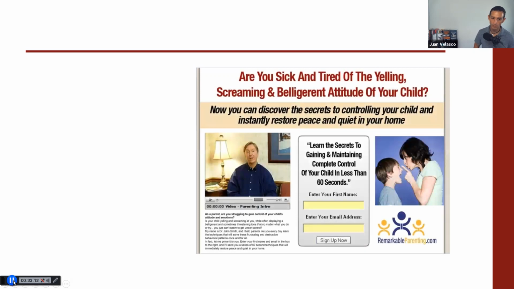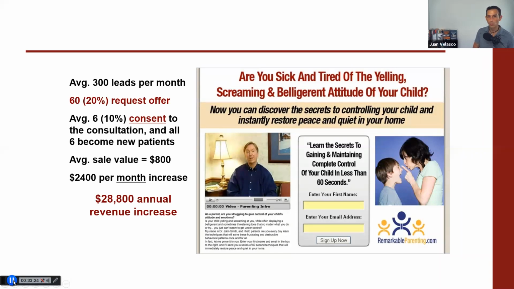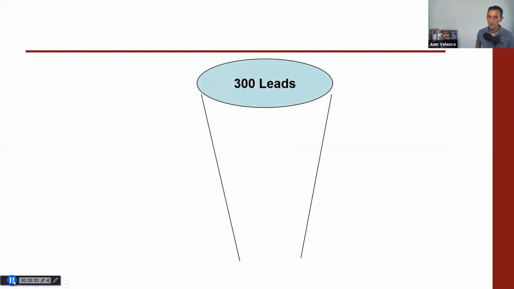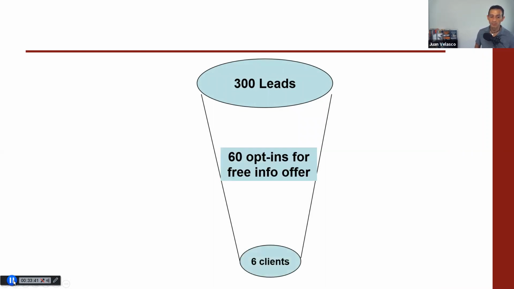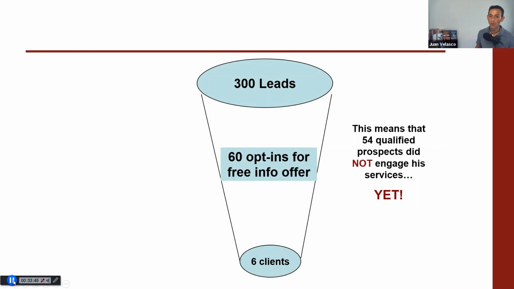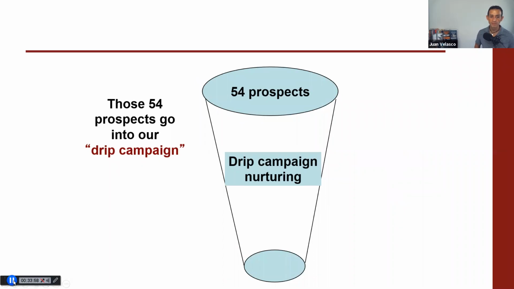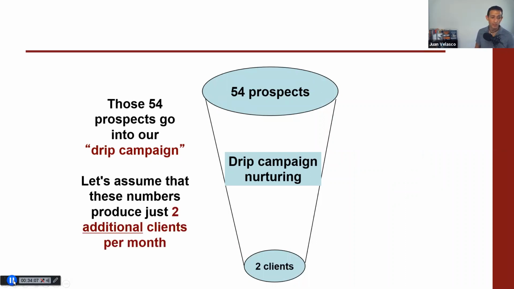So that's why, again, let's go back to our doctor down in Texas that we work with. This was his original template after we applied the conversion equation. So these were his leads, right? Based on the changes that we made, he had about a $28,800 annual revenue increase. Now, he had 300 leads coming in per month, 60 opted in for the free info offer, and 6 of them became clients, but then 54 qualified prospects did not engage his services yet. But remember, understanding what we know now about the buyer's journey, we know those are 54 prospects that we can still sell to. So we take those 54 prospects and we put them in a drip campaign and nurture them along, right? Now, for the doctor, he actually saw 2 of them become additional clients per month because he was nurturing through his drip campaign.